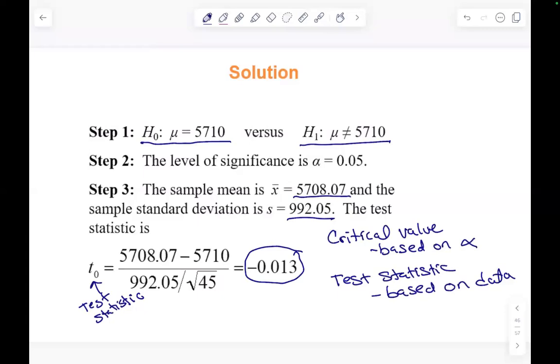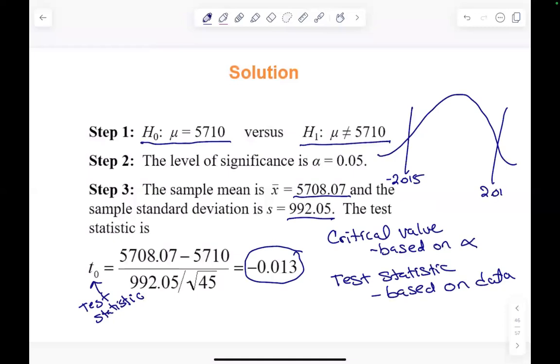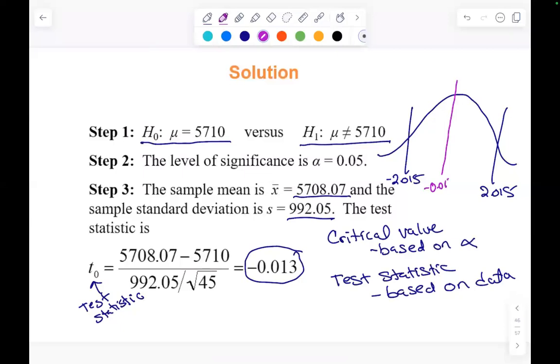So if I drew my normal curve, these are my critical values here, which were negative 2.015 and 2.015. My test statistic landed right to the left of the mean. It is not in the critical region. Therefore, we're going to fail to reject because it is inside my confidence interval. So I will fail to reject.